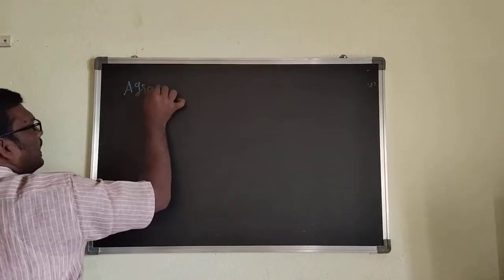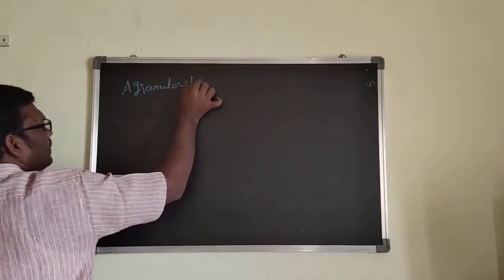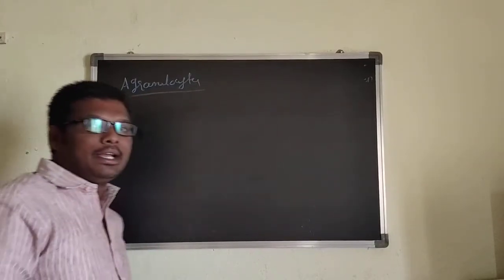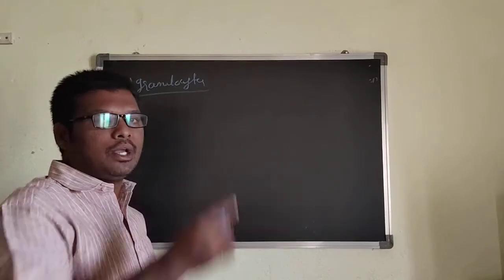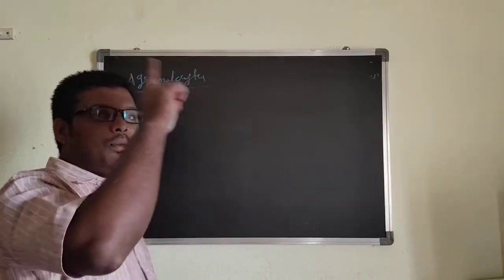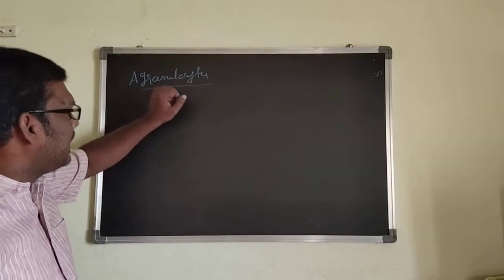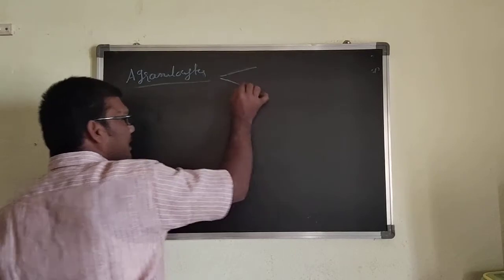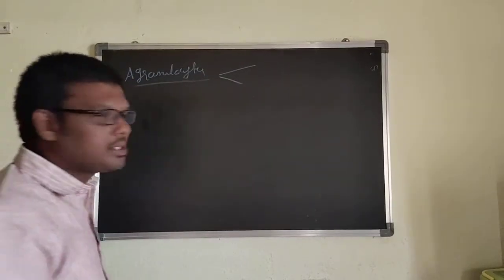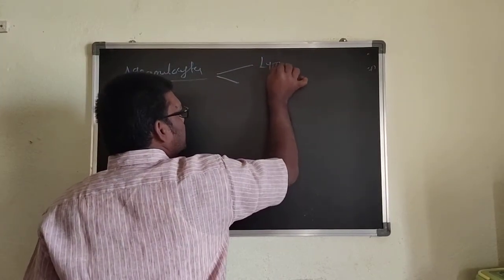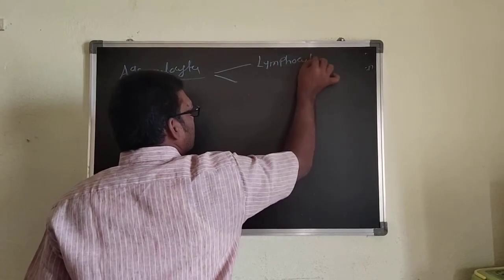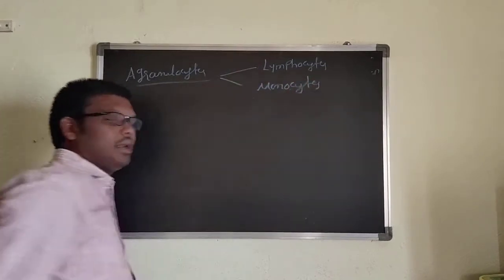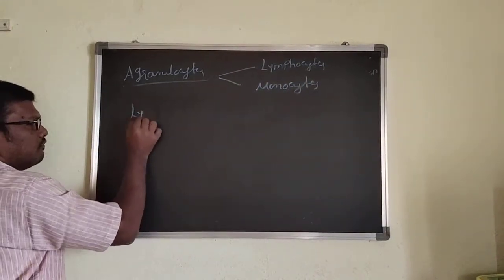We can go on to the agranulocytes. Here there are no granules, and the nucleus is not lobed. Granulocytes have a bilobed or multi-lobed nucleus like this, but in agranulocytes there is no lobed nucleus. These agranulocytes have two types. One is the lymphocytes, another one is the monocytes. Now we can go for the lymphocytes.